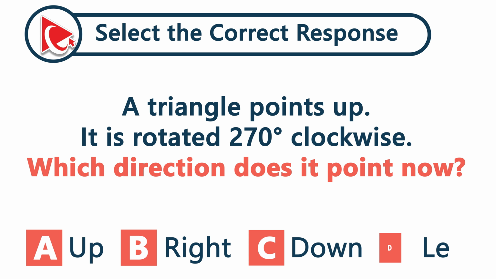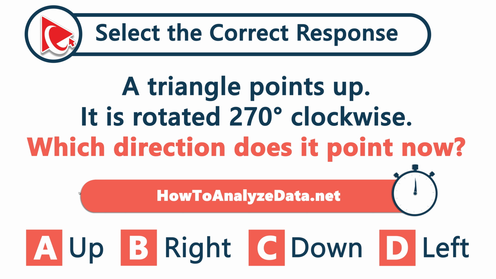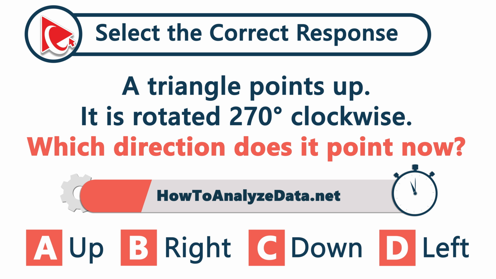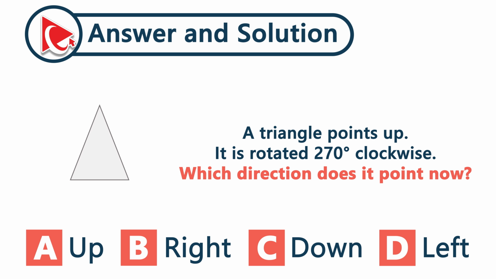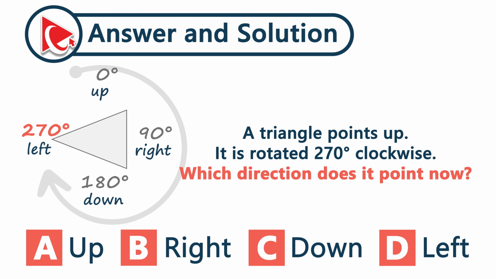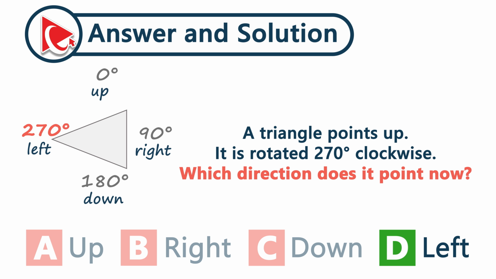A triangle points up. It rotates 270 degrees clockwise. Which direction does it point now? Let's break it down. Each 90-degree turn shifts the triangle's direction up, right, down, or left. So after 270 degrees, it lands pointing left. And the correct answer here is choice D, left.